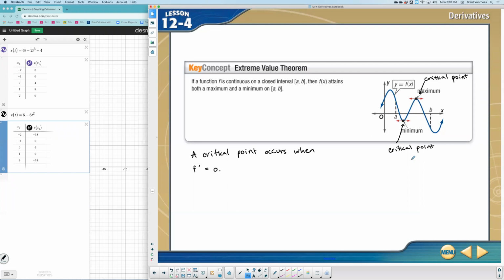On this picture, what's actually wrong is this point right there would be considered the minimum. That is a local minimum. The actual minimum of the graph would be this point right there. Or you could say a relative minimum. This would be the absolute minimum between a and b.